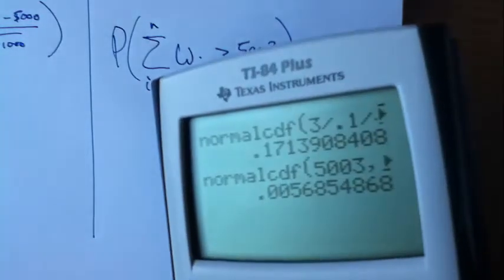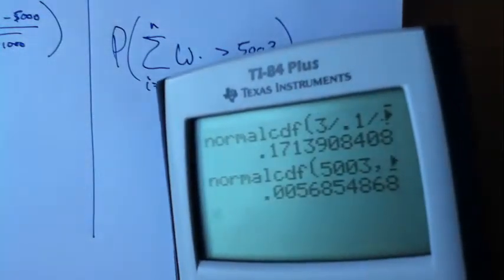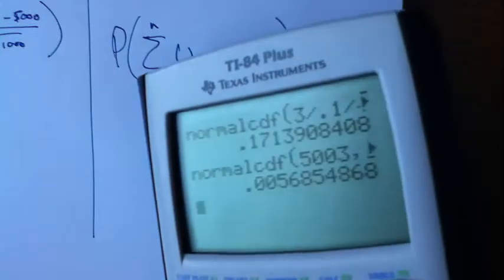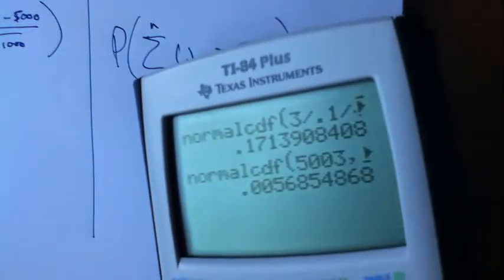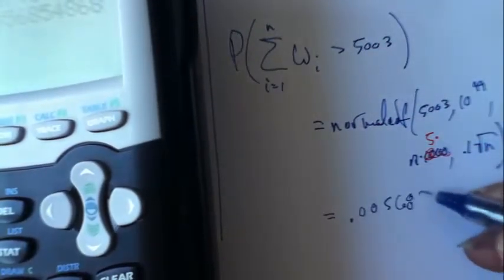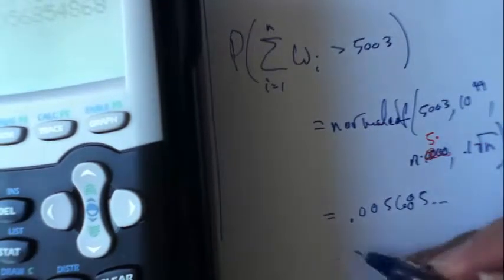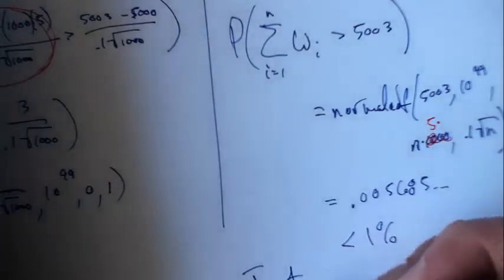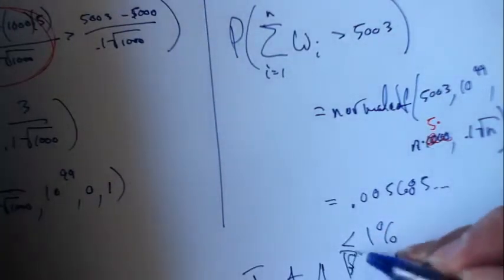We're already under 1%. That's 0.005 something. Okay, good. So this is 0.005685 something, which is certainly less than 1%. So just remove one, just one. Okay, you just have to take one off.